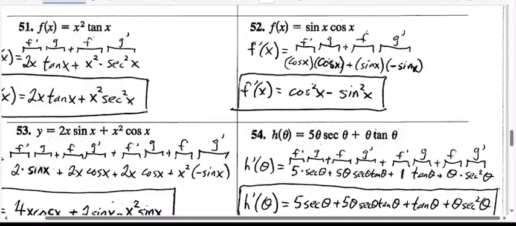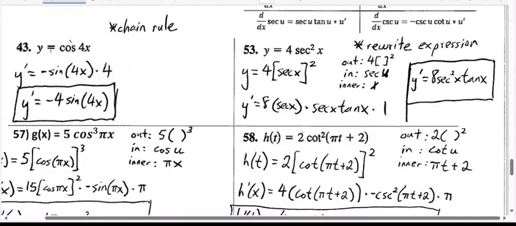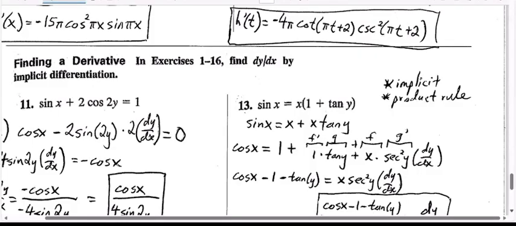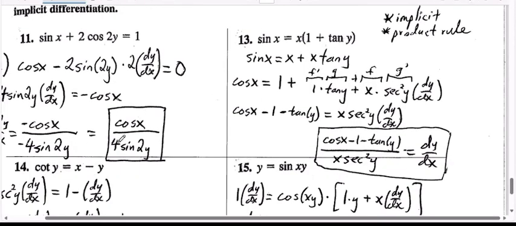So if I look at question 11 and what we got for question 11, you can see right here, cos x over 4 sine 2y. That's all we got. Now I'll quickly explain the other one, which is this.